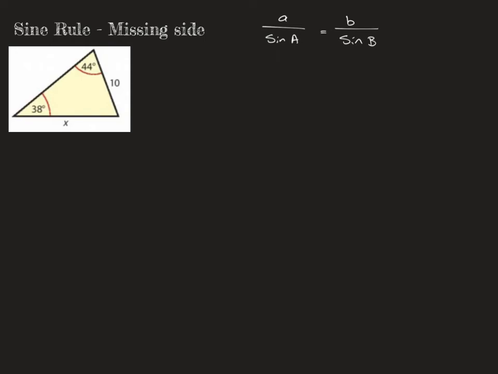So we'll just get this question done here. Here we're looking at the sine rule again. This time we're looking for a missing side, because we have this side, we're looking for this side, we have this angle, we have this angle.